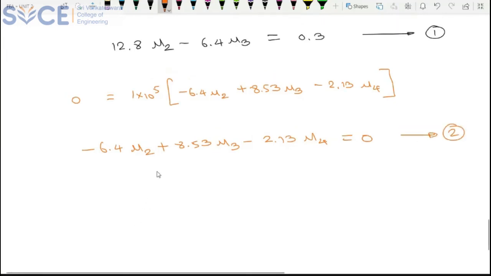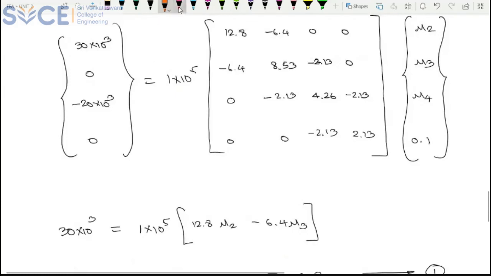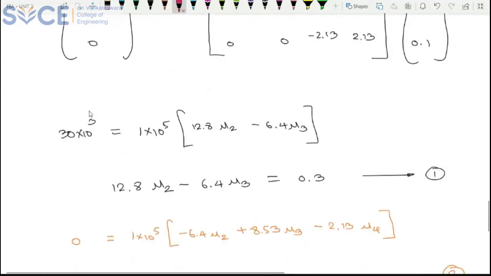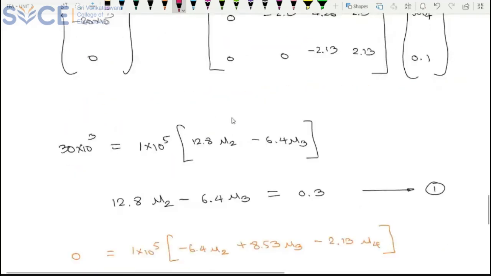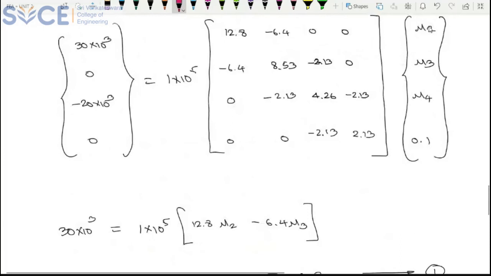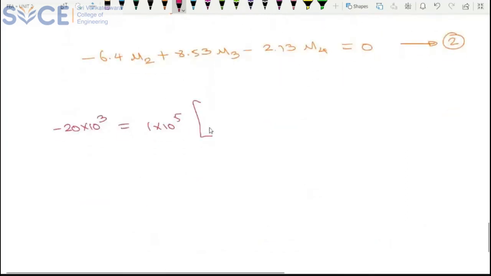Next, we'll proceed with the next equation, equation number 3. Minus 20 into 10 power 3 is equal to 1 into 10 power 5 into the third equation: 0 into U2, which is 0, then minus 2.13 into U3.